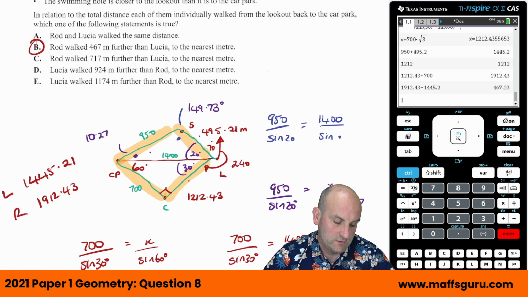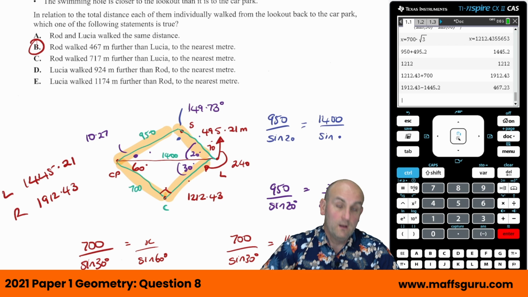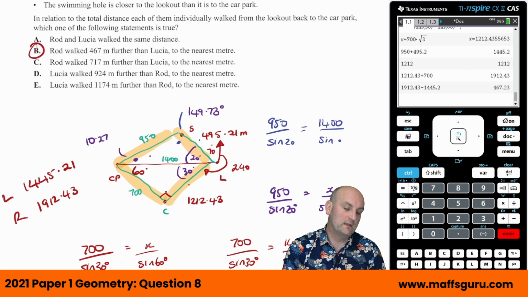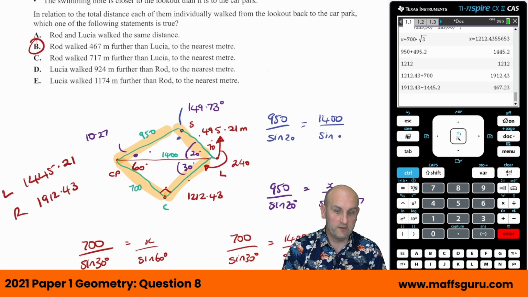Rod walked 17 further? Nope. Lucia walked that further? Nope. Phew, that was a lot of work for 1 mark. I can see why people have just gone, I've just guessed that one. All right, so there we go. B, as far as I'm concerned, correct answer.